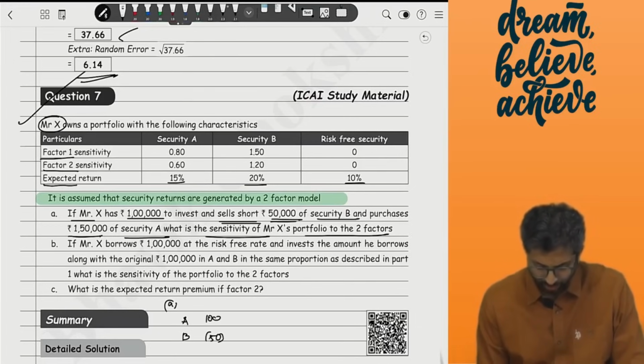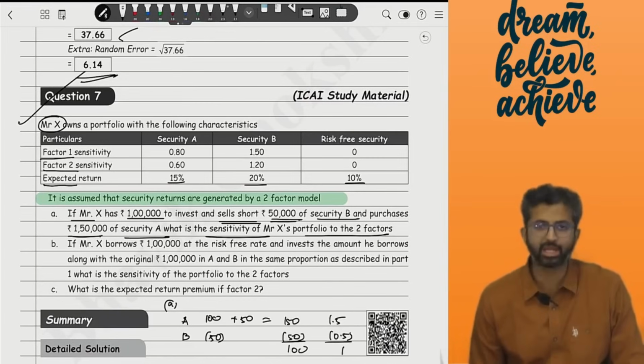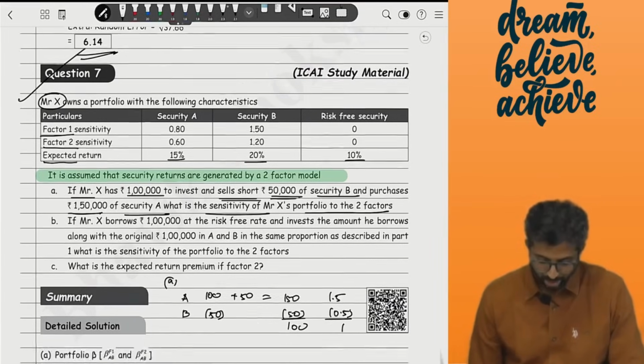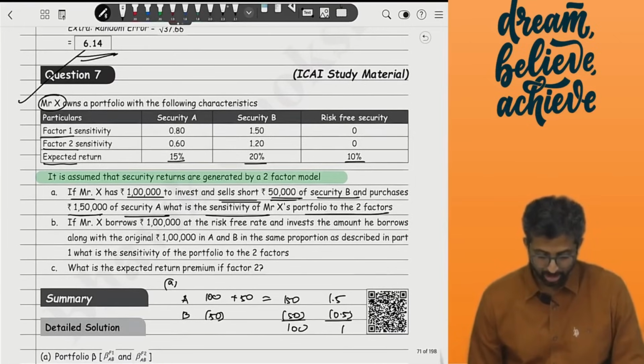In B negative 50. In fact, whatever money you got, you invested in A. So this is 150 and this is negative 50, which means on a total of 100, this is 1.5. This is a negative 0.5, and hence your subtotal comes to 1. Okay. So now you want to find the sensitivity of the excess portfolio to the two factors.